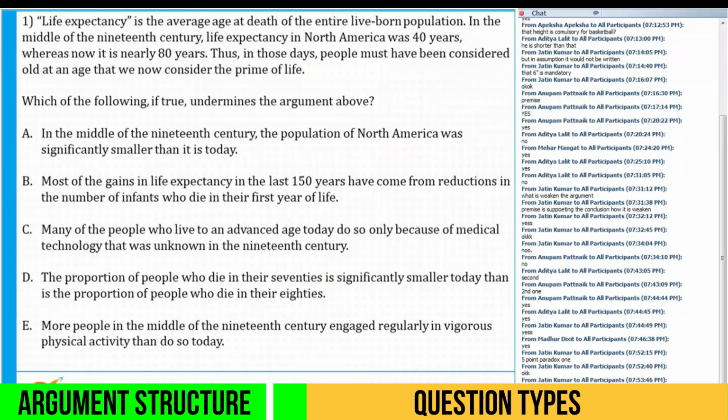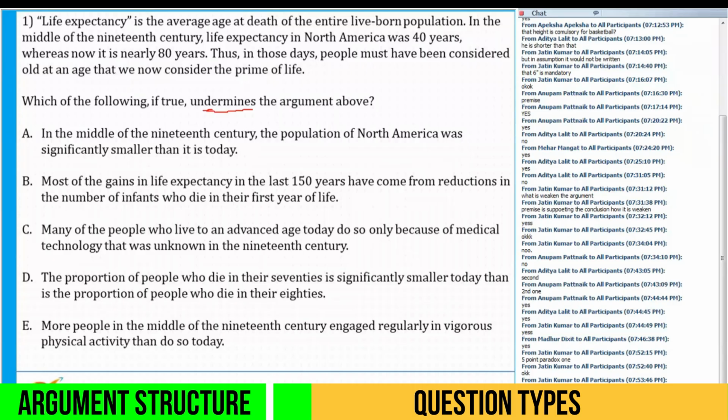So let me show you a few questions here. Question number 1: life expectancy is the average age at death of the entire live born population. In the middle of the 19th century, life expectancy in North America was 40 years, whereas now it is nearly 80 years. Thus, in those days, people must have been considered old at an age that we now consider the prime of life. Which of the following is true?